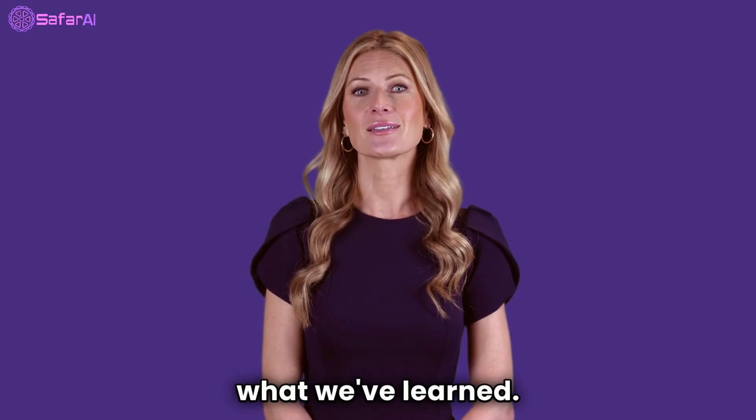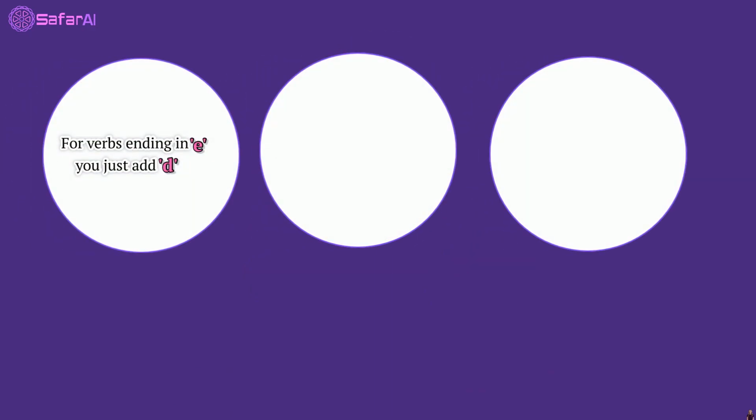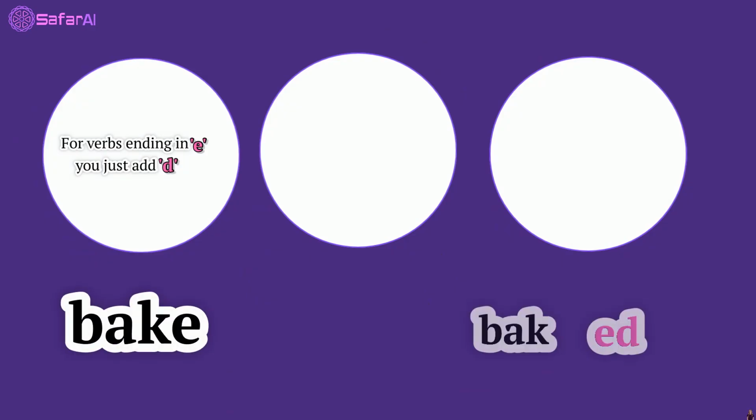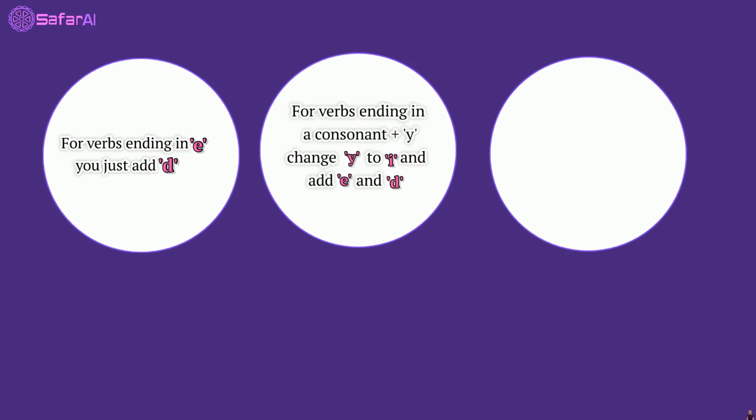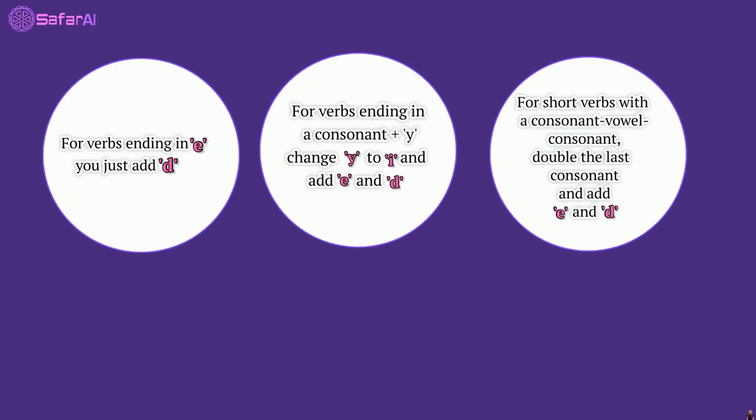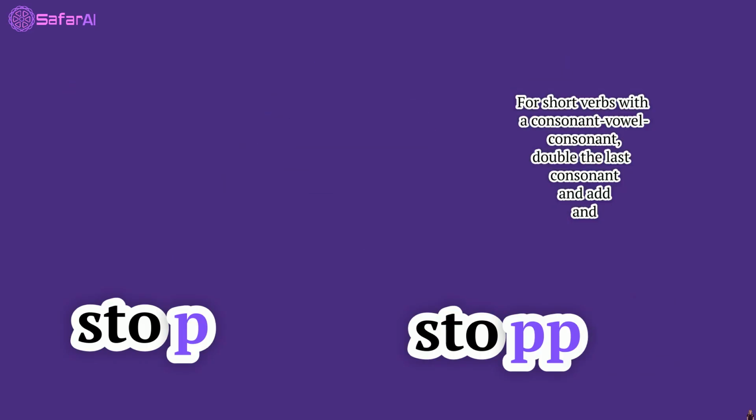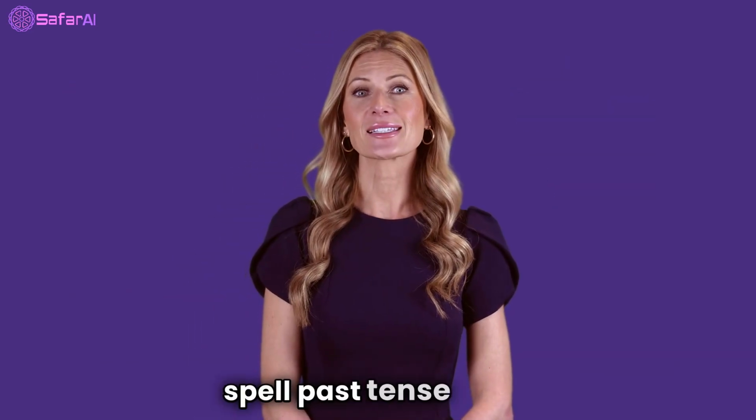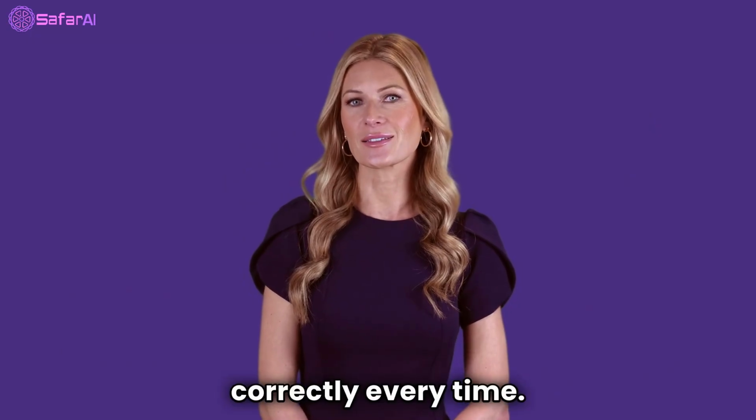Summary. Let's quickly review what we've learned. For verbs ending in E, just add D. Bake, baked. For verbs ending in a consonant plus Y, change Y to I and add E and D. Study, studied. For short verbs with a consonant-vowel-consonant pattern, double the last consonant and add E and D. Stop, stopped. These rules will help you spell past tense verbs correctly every time.